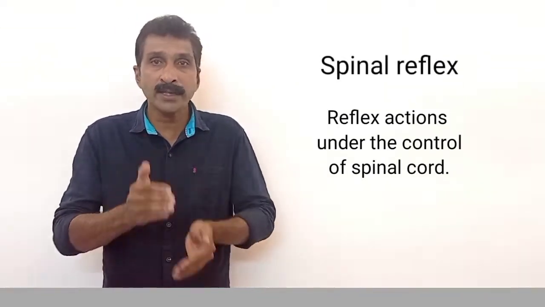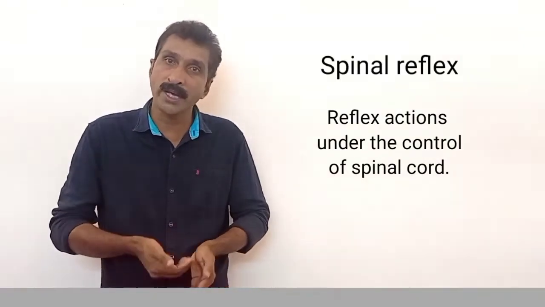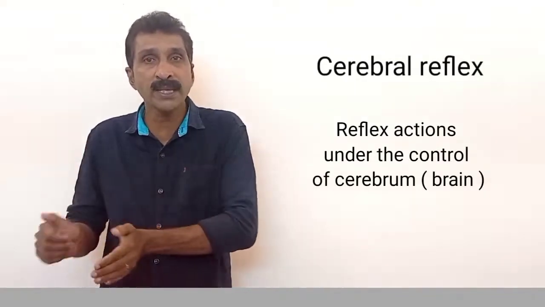These actions are under the control of the cerebrum or brain. The reflex actions under the control of the spinal cord are called spinal reflex, and the reflex actions under the control of the brain are called cerebral reflex. So these are the two types of reflexes: first, cerebral reflex, and second, spinal reflex. Now we can watch the video related to reflex action.